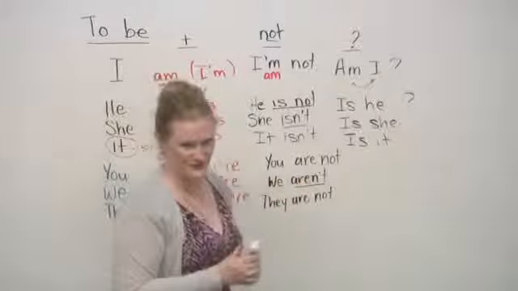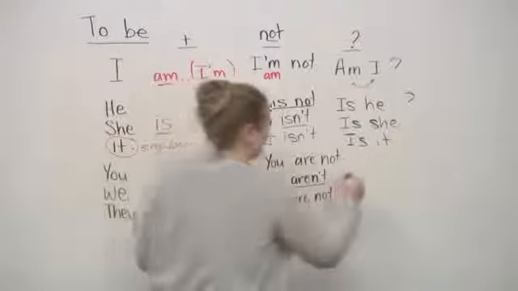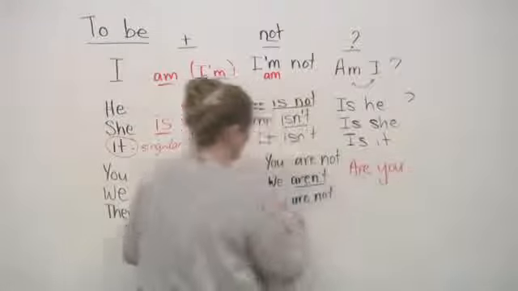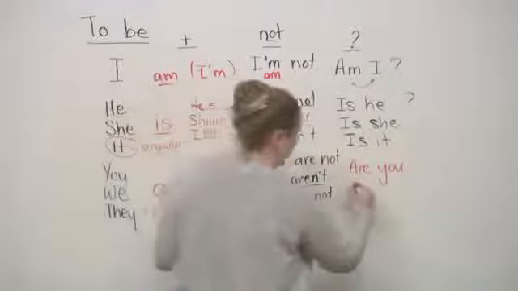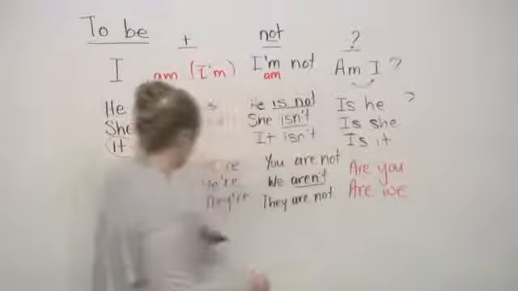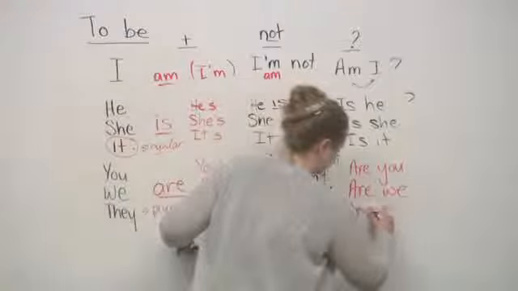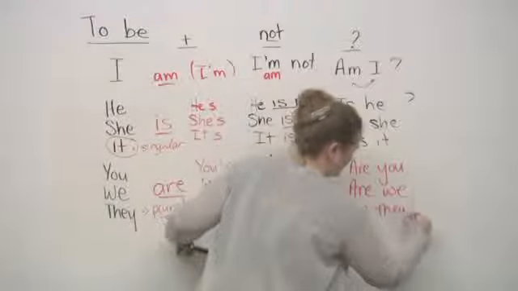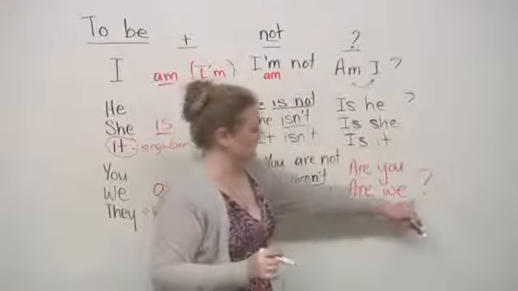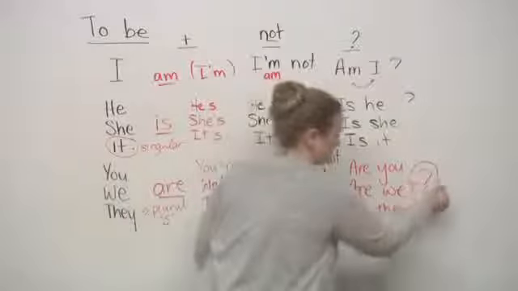You are. Do you know the answer to that one, or the question to that one? This one would be, are you? We are would be, are we? And plural noun, they are, would be, are they?